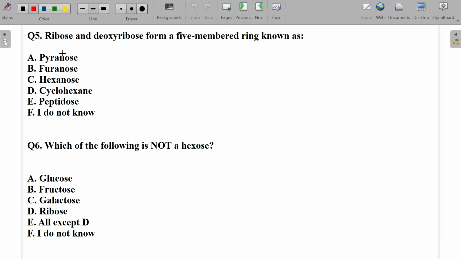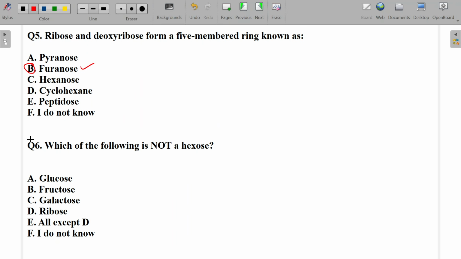Question 5. Ribose and deoxyribose form a 5-membered ring known as A. pyranose, B. furanose, C. hexanose, D. cyclohexane, E. peptidose, F. I do not know. Furanose. Yes, it creates the furanose ring.